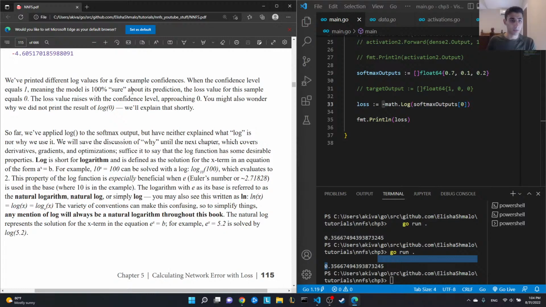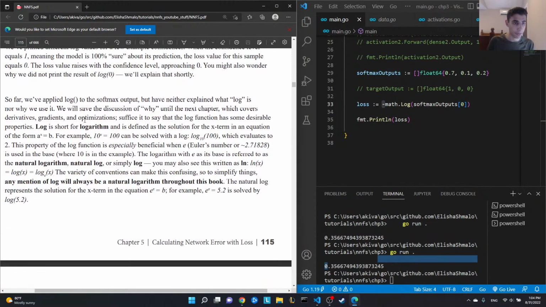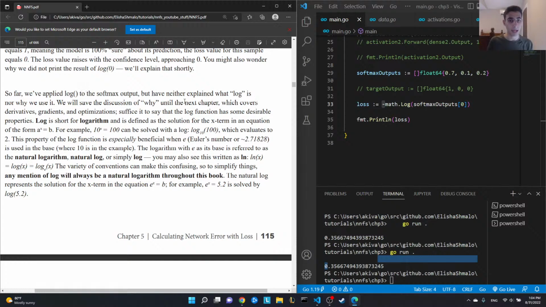Okay, he's already done this and explained it, and very good. Now, one thing that's interesting is we're going to have an issue with math.log of 0. We're going to have to figure that out, and we'll explain that. So far, we've applied log to the softmax output, but have neither explained what log is nor why we use it. We will save the discussion of why until the next chapter, which covers derivatives, gradients, and optimizations. Suffice it to say that the log function has some desirable properties. Log is short for logarithm, and is defined as the solution for the x term in an equation of the form a to the x equals b. For example, 10 to the x equals 10, or 10 to the x equals 100, can be solved with a logarithm. Which logarithm?